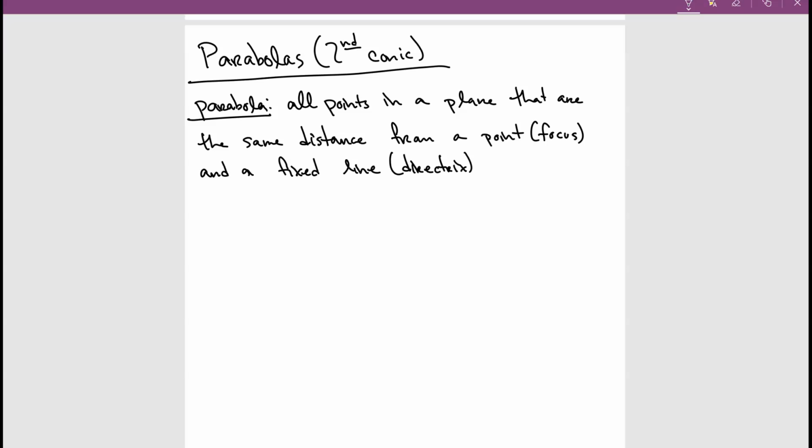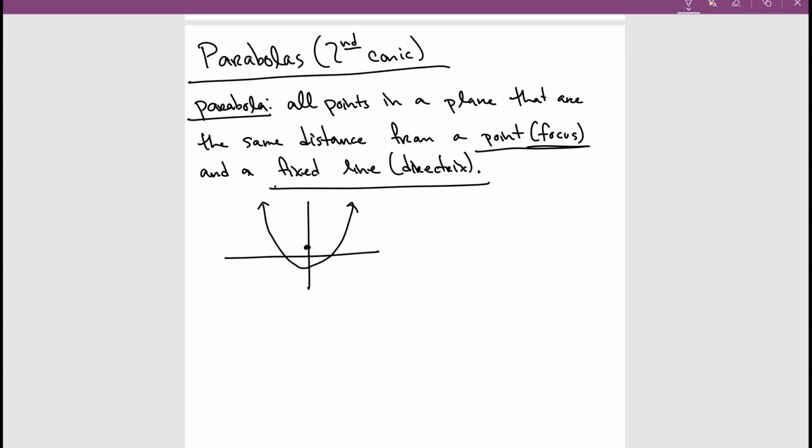Now, you don't really need to know a lot about the focus and the directrix unless you're going to take pre-calculus. In pre-calculus, you heavily talk about the focus and the directrix. But geometrically, basically, this is what's going on. You have this parabola, and you have this point. And this point is what we call the focus. And then you also have this other line, which is called the directrix.